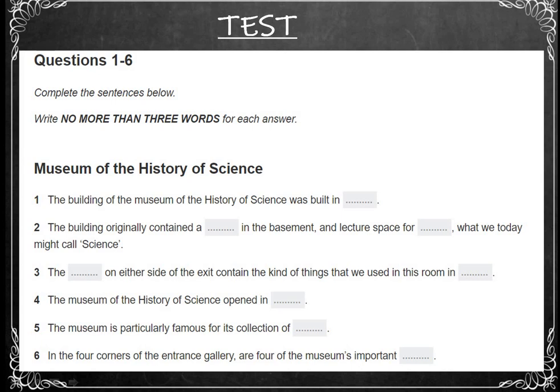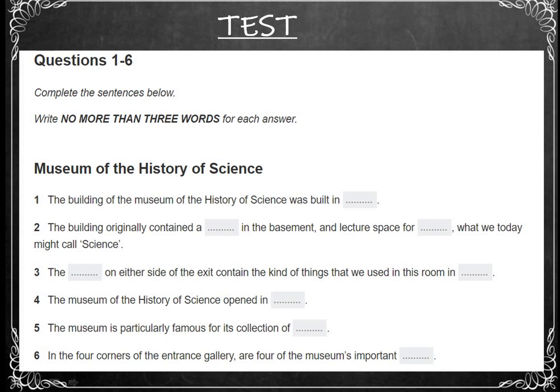This was the first museum built in the world in the sense of a building specifically designed to be a museum. But it also housed activities that we do not often associate with early museums, such as experiment and teaching. When you leave the entrance gallery, look back at the title painted over the door, Schola Naturalis Historiae, the School of Natural History. The showcases on either side of the exit contain the kind of things that we used in this room in the 18th century.